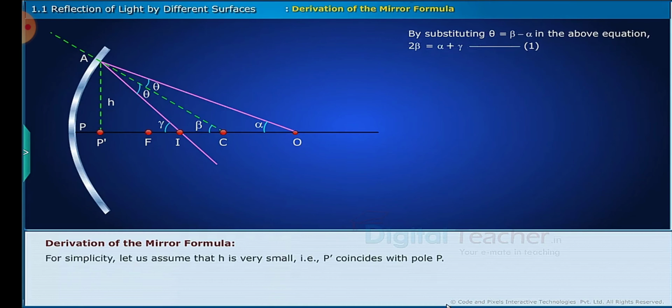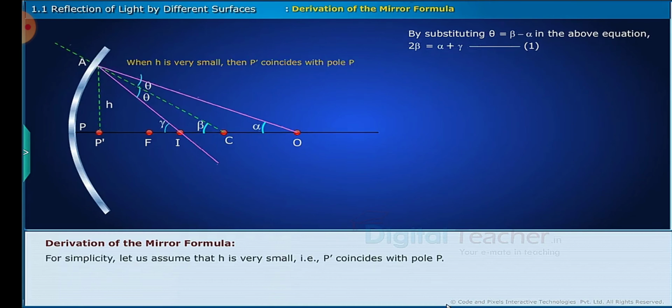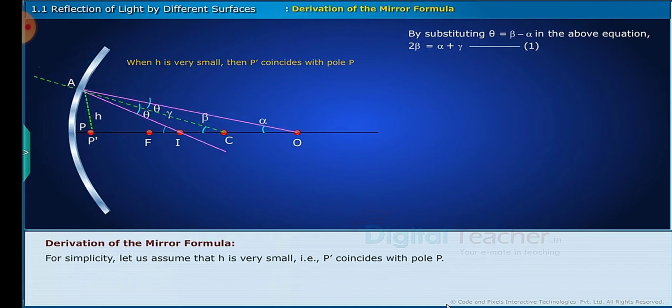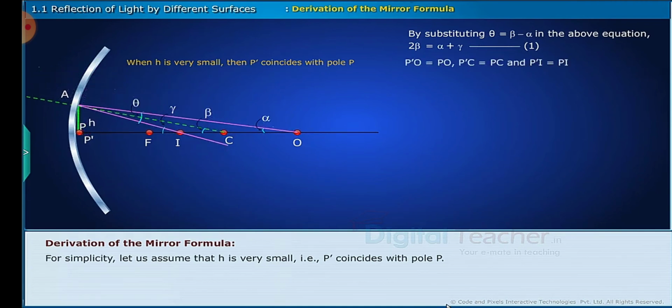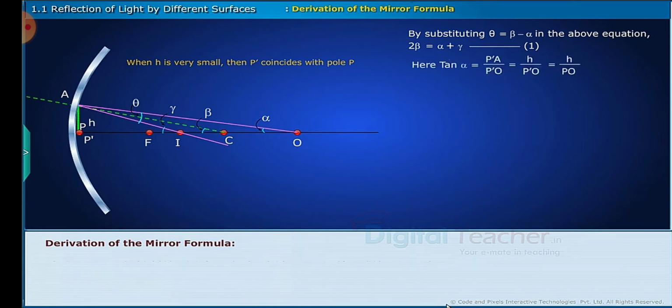For simplicity, let us assume that h is very small. That is, P' coincides with pole P. Then P'O is equal to PO, P'C is equal to PC, and P'I is equal to PI. And the angles alpha, beta, and gamma are small enough to be treated as tan alpha, tan beta, and tan gamma. Here, the values of tan alpha, tan beta, and tan gamma are shown on screen.